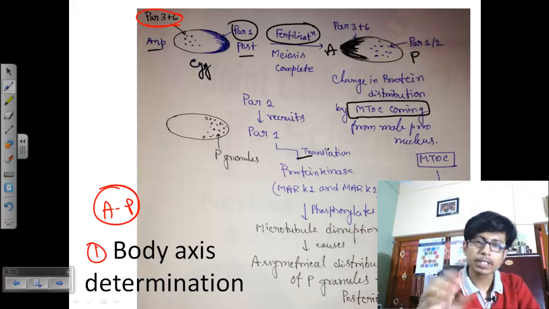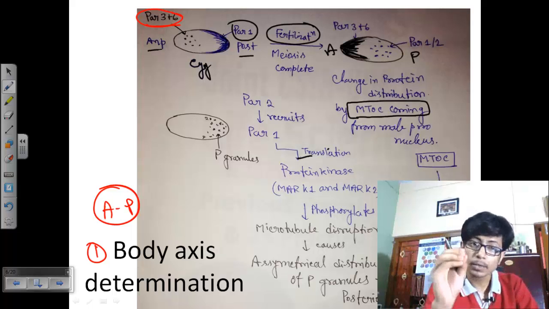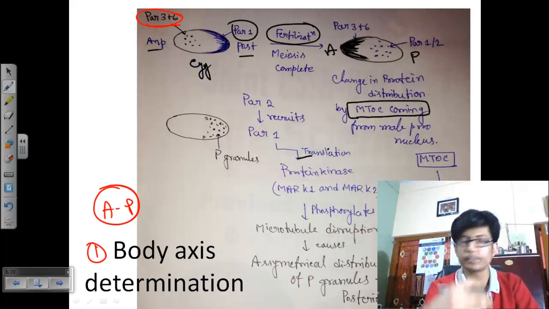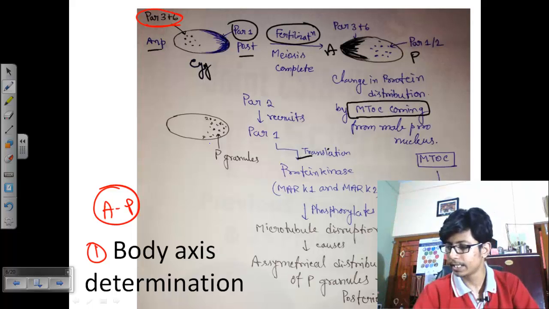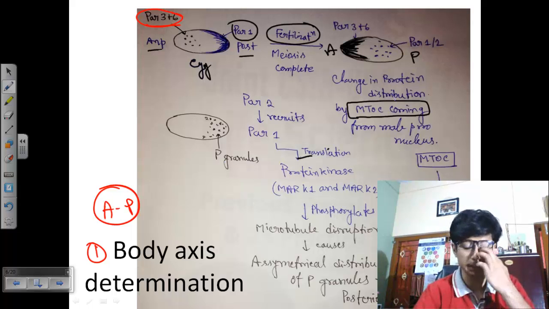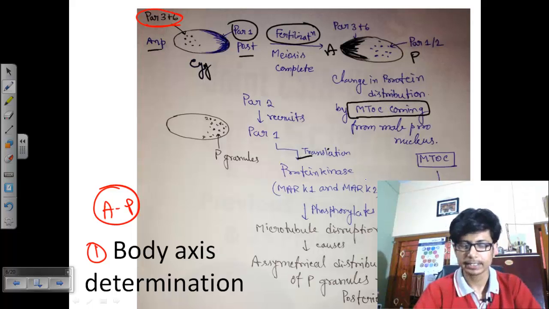Because wherever in that egg, wherever in the zygote PAR 1 is deposited, that part will turn into posterior. Wherever PAR 3 and 6 are deposited, it will turn into anterior, right? And all of those PAR proteins are dragged towards the specific region of the cell using these microtubules that come from the MTOC donated by the sperm, right?